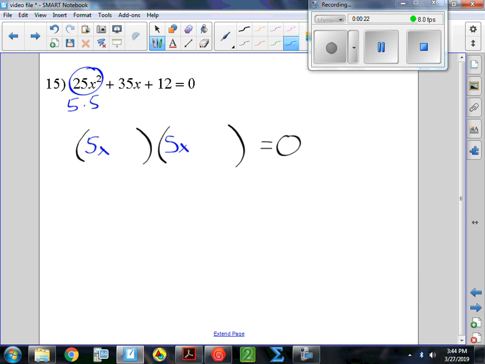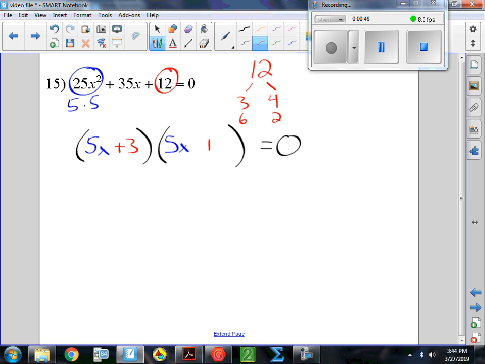It is possible to use 25x and 1x as my two factors, but it's unlikely that that's going to work. I did already check for common factors, otherwise I would have looked for those to take out first. Now 12, you have some options. I could use 3 and 4, or I could use 6 and 2, or I could use 12 and 1. And so we don't really know. We're just going to plug them in and see what happens.